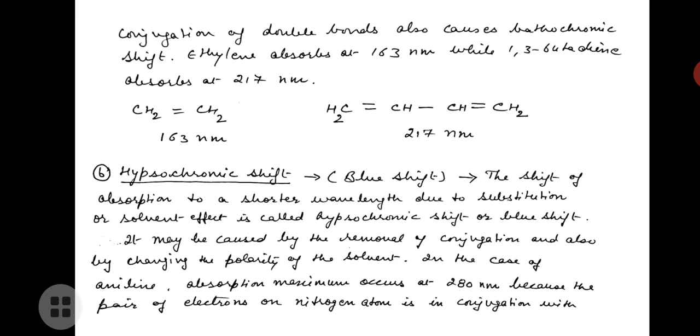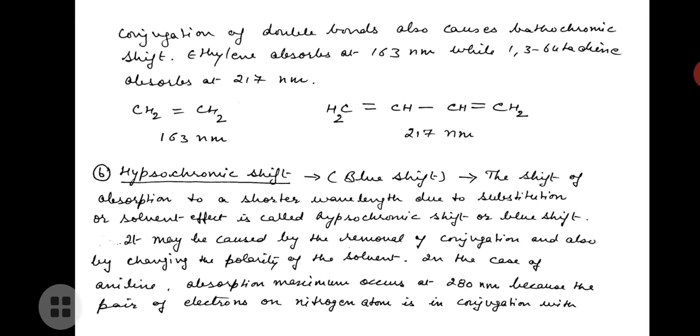Next is hypsochromic shift or blue shift. The shift of absorption to a shorter wavelength due to substitution or solvent effect is called hypsochromic shift or blue shift. It may be caused by the removal of conjugation and also by changing the polarity of the solvent.